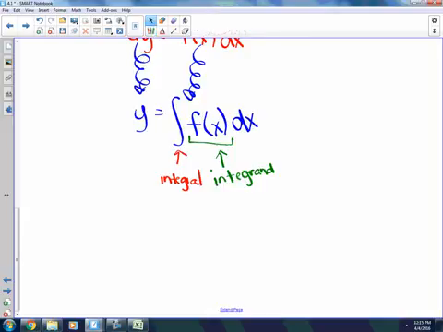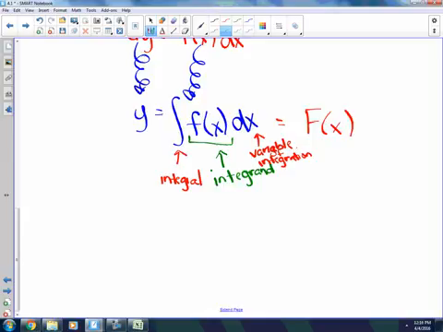And then the dx part tells you what the variable of integration is. So those are the three parts that we're going to be working with this whole chapter: an integral, an integrand, and the variable of integration. Now, this is telling you to go backwards. So when you go backwards, you'll get your general solution that looks like this. So you go backwards from little f of x to big F of x.